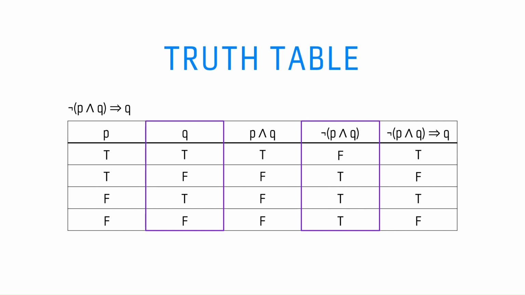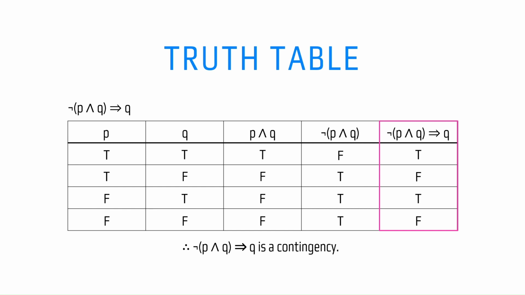Looking at the truth values of the fifth row, there is a mix of true and false. Therefore, the given compound proposition is not a tautology, not a contradiction, but a contingency.